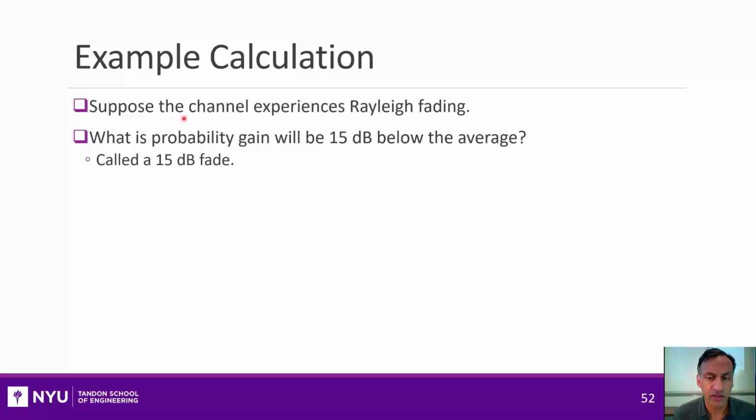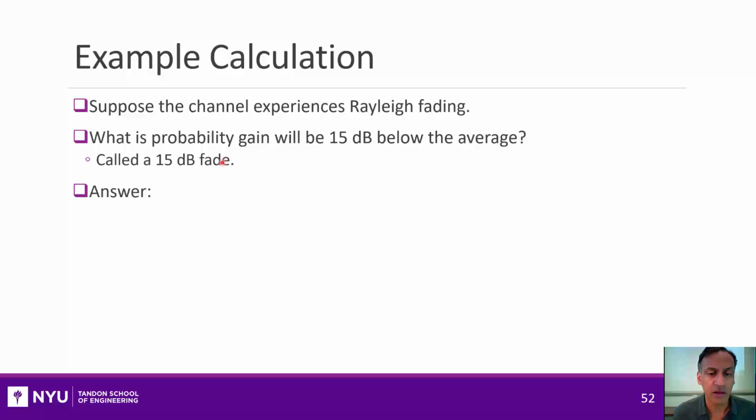Suppose I have a channel and it experiences Rayleigh fading, and I want to compute the probability that the channel is 15 dB below the average. That's called a 15 dB fade. Now that's actually pretty significant. That means that if you were at 20 dB on average, a 15 dB fade would push you all the way down to 5 dB. And that will have a number of consequences that we'll talk about in the next unit.